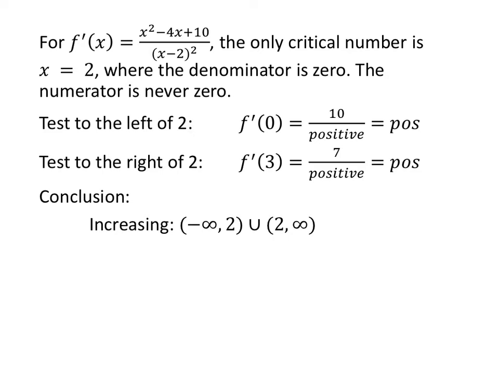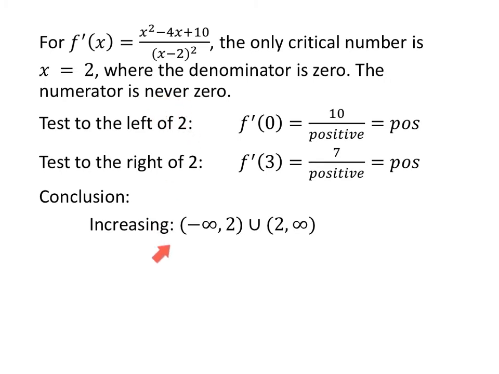It's never 0 because b squared minus 4ac is 16 minus 10. That's not right. That's 16 minus 40, if I do it correctly, which is negative, and negative under the radical leads us to imaginary roots or complex roots. So the derivative is never 0 for real numbers. The derivative is undefined when x equals 2, where the denominator is 0, and so that's our only critical number.